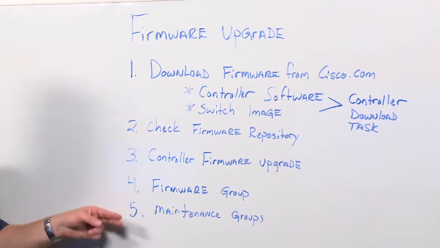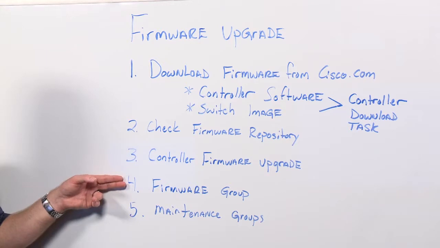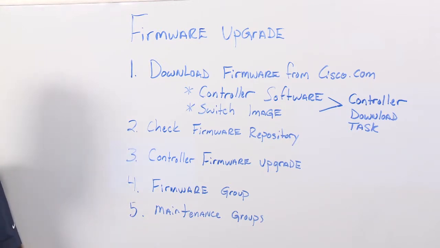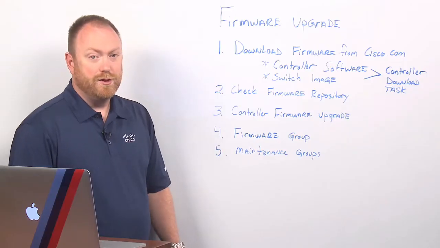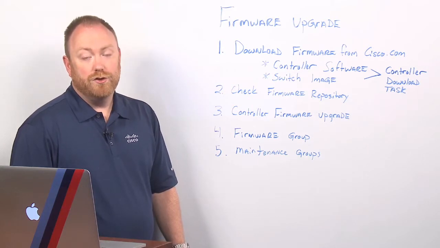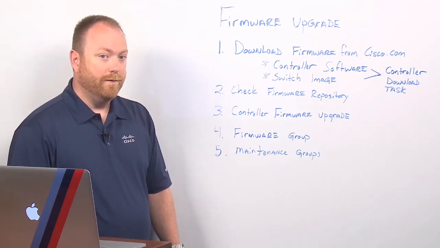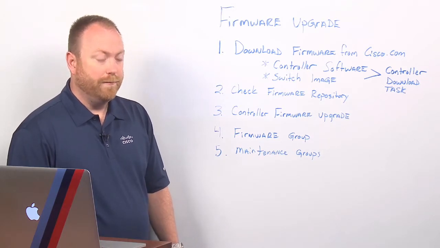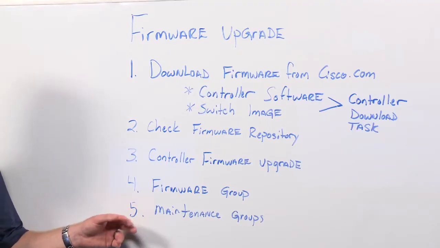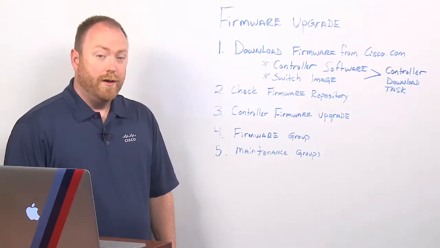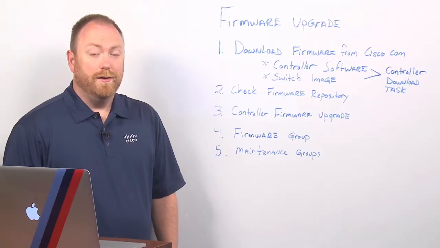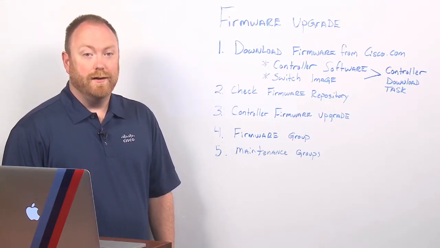The second to last thing we're going to do is create what we call a firmware group. And the firmware group actually tells the switches in the fabric what version of firmware they should be running. So usually you only have a single firmware group for your whole network. The last thing that we do is create a maintenance group. And the maintenance groups tell us in what order we'd like to upgrade our ACI network.